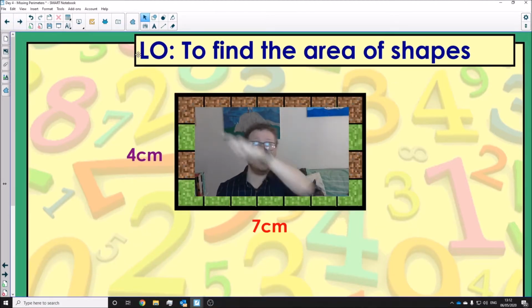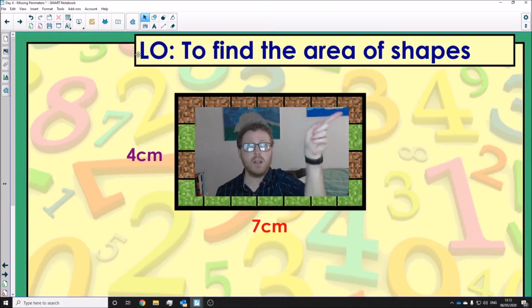Okay, here is a rectangle. It is 4 centimeters down. It is 7 centimeters along. Now, to calculate the perimeter, we go around the outside of this shape. So, we could count the squares: 1, 2, 3, 4, 5, 6, 7, 8, 9, 10, 11, 12, 13, 14, 15, 16, 17, 18, 19, 20, 21, 22. Okay, we could do that. A little bit slow, a little bit boring.